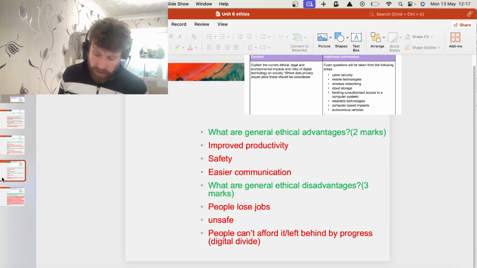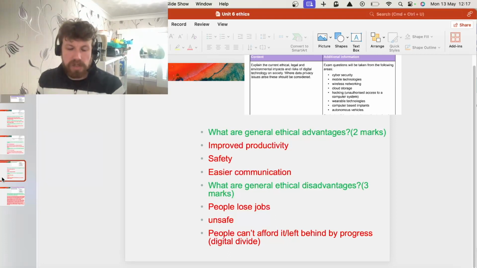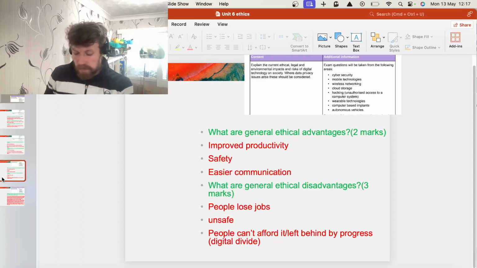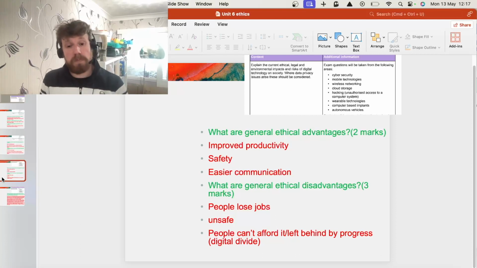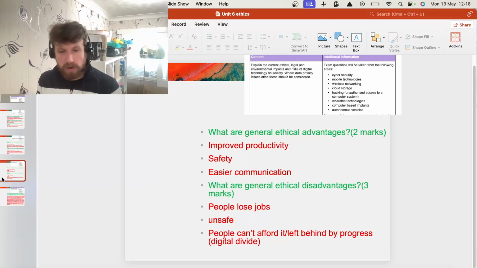A big point that they like you to talk about is something called the digital divide. So some people are going to have this technology, whatever it is. If we talk autonomous vehicles, some people are going to benefit from that. Some people may not be able to afford it. That means it's going to create a divide between the haves and the have-nots. And you can make that about a lot of points.